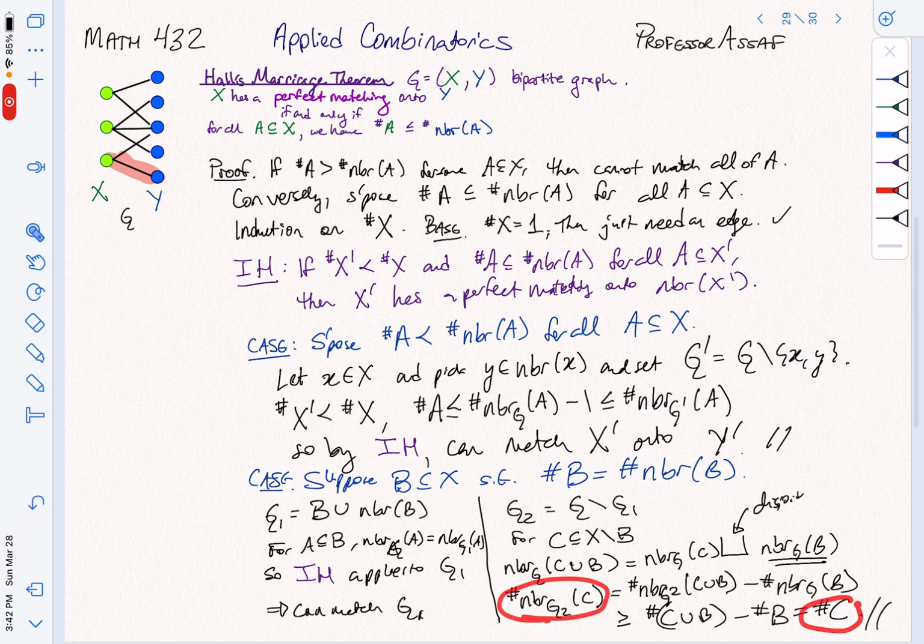So for this case, we partitioned our graph into B and not B, basically. But here we had to take the neighbors into account. This was the easy case, and this case required a little bit of subtle thinking. But in any event, it does show us that Hall's marriage theorem is a perfect characterization of whenever we have a perfect matching in a bipartite graph.